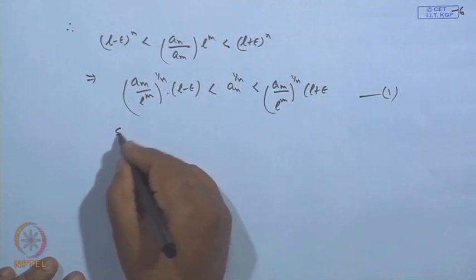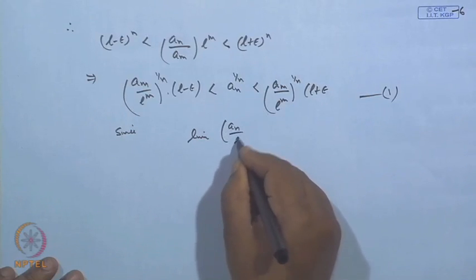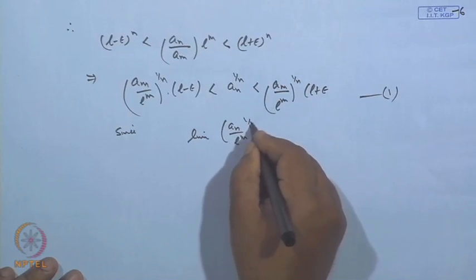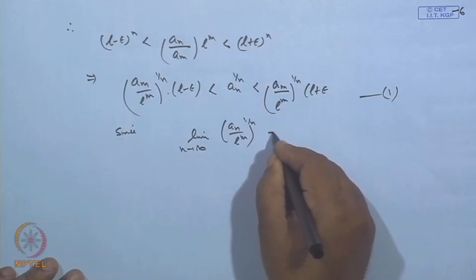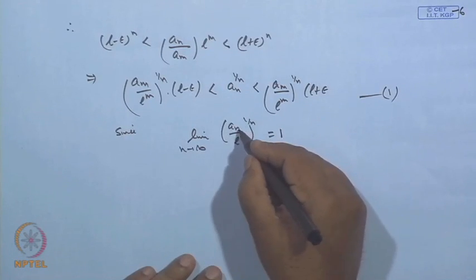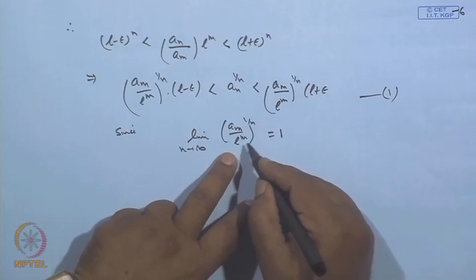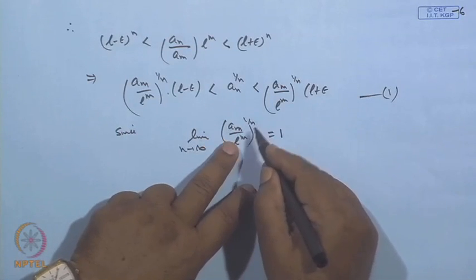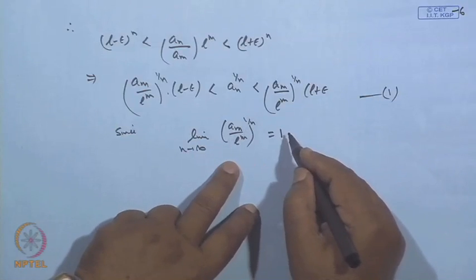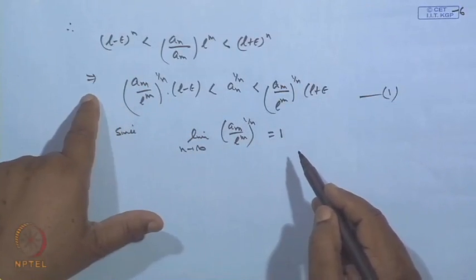Clear? Now, the limit of (a_m over L^m) to the power 1 by n as n tends to infinity is 1. Why? Because a_m is fixed, and L^m is also fixed. So this is some constant to the power 1 by n. So when n is sufficiently large, the limit will go to 1. It means this term will lie between 1 minus epsilon and 1 plus epsilon.